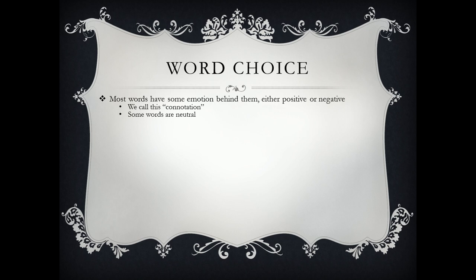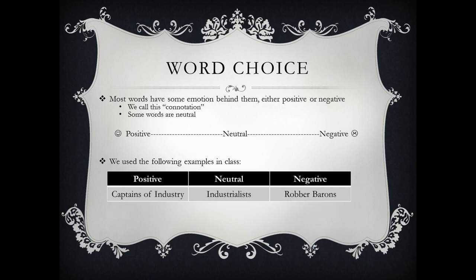So, most words are either positive or negative, but we also have some words that fall in the middle and are neutral. Take a look at this little spectrum that I made here. On the left, we have some positive words, words that have positive connotations. In the middle, these are words that really don't have a connotation, they're neutral. And to the right, we have words with negative connotations. Those are bad connotations.